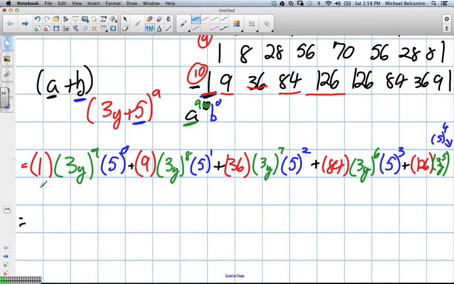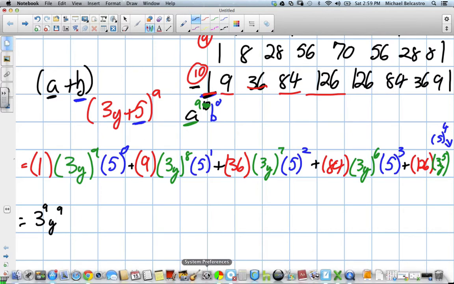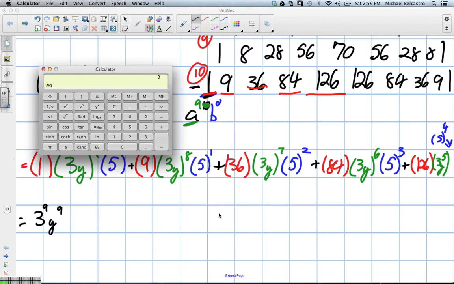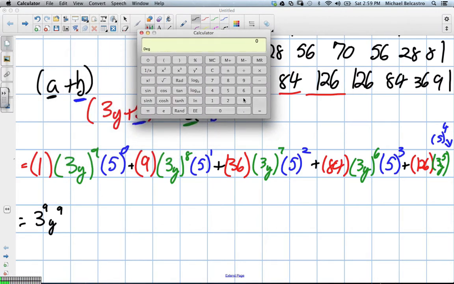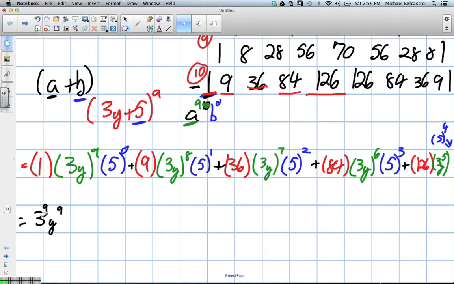So in the first one, our coefficient 1 is not going to change anything. We're essentially going to have what? 3y to the power of 9. Okay. There's one little thing though. When we have this, it's actually 3y times 3y times 3y. So it's actually 3 to the power of 9 times y to the power of 9. Okay? Right. Okay. So in that case, we'll bring up a calculator. I'm going to get you to help me go through this. 3 to the power of 9 is a very large number, 19,683.